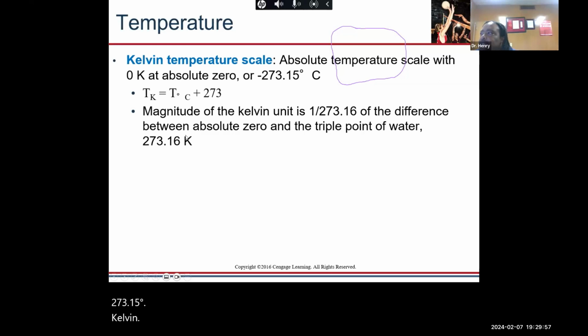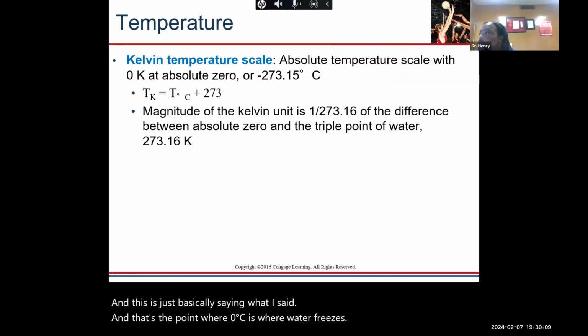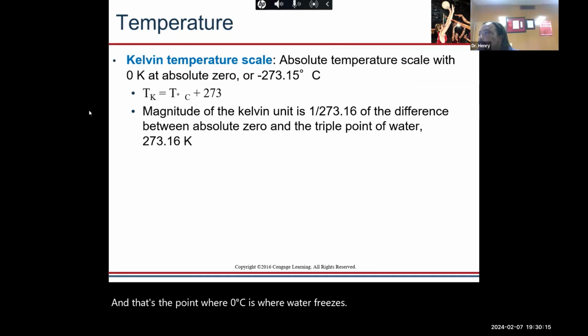And this is just basically saying what I said. That's the point where 0 degrees Celsius is where water freezes. And water boils at 100 degrees. That's right.